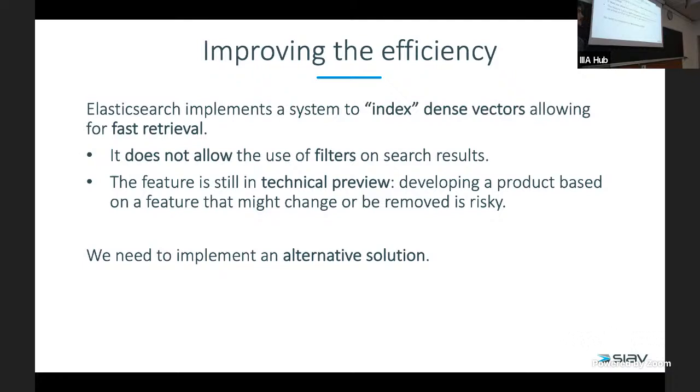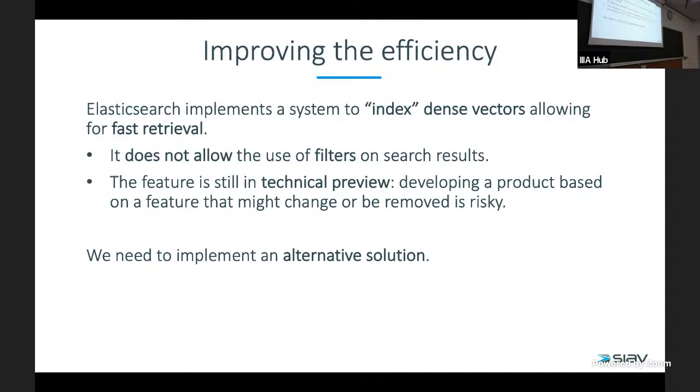They are implementing a system to index, and here index is not the proper word for dense vectors, but it's a system that allows you fast retrieval when you're searching with an embedding model. However, it has two main drawbacks. The first is that it doesn't allow for the use of filters on your search results. And this is a mandatory feature in our system, and we will see in a couple of minutes why we need it. The second drawback for the system that they implemented is that the feature is still in technical preview.